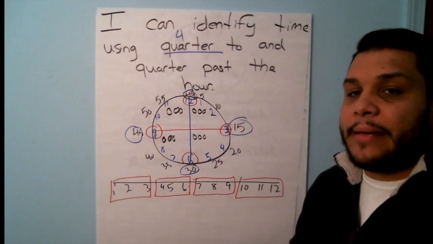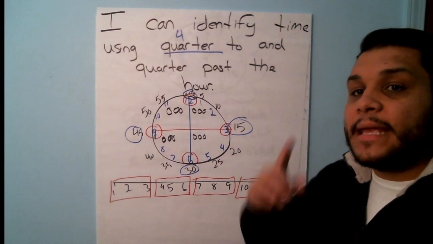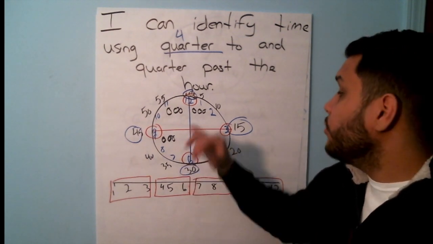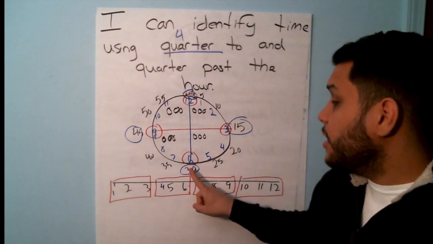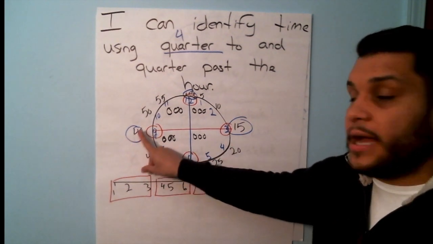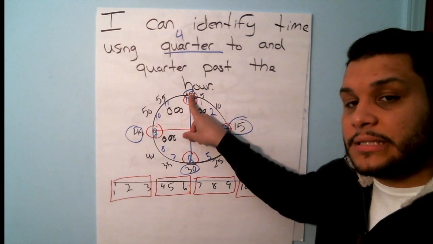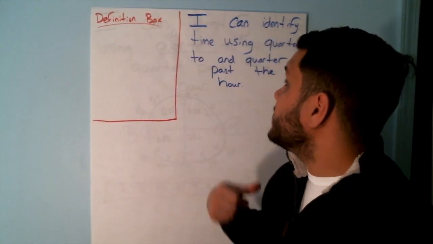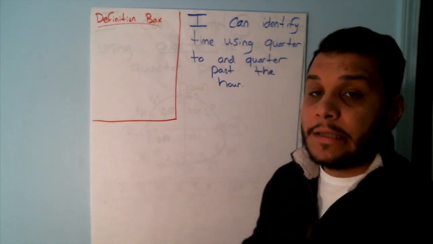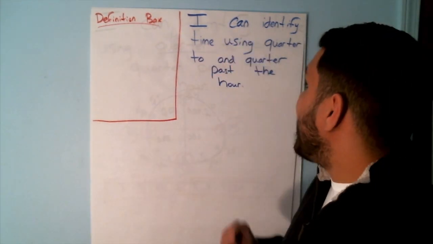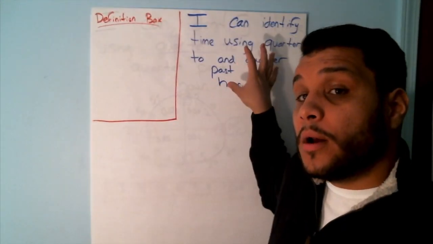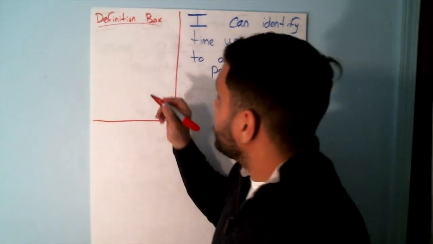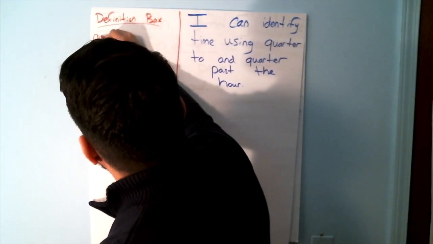Focusing on telling time by the quarter means that the numbers that I'm going to be saying as my minutes will be 15, 30, 45, or a brand new hour, which is either 60 or 0. We mentioned that we are using quarters to tell the time. If I look at my I can statement, the word that I will pull from our I can statement will be quarter. That is a brand new word that we have not heard before.